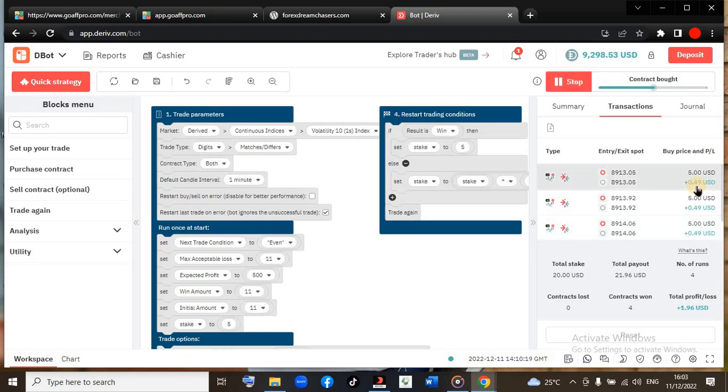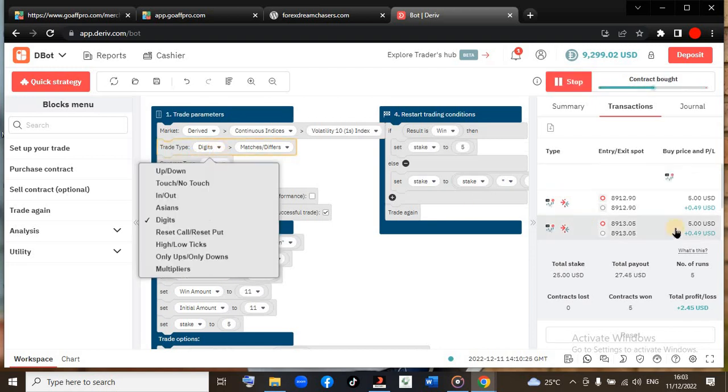But then, if you change the strategy to which one, to up down, you're not gonna get this or this as a profit. And now you can see I took a loss of $5. The stake's going to multiply if we win. You can see here's the profit we made now.